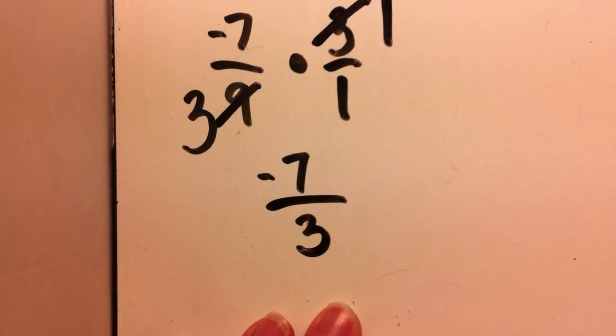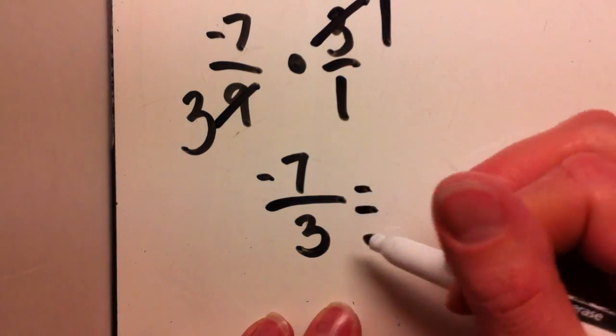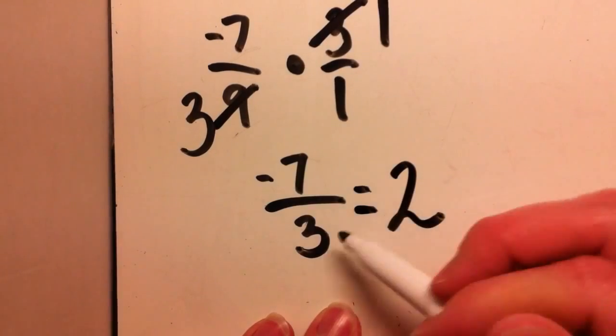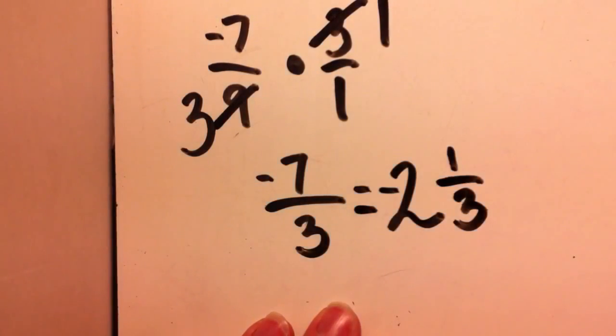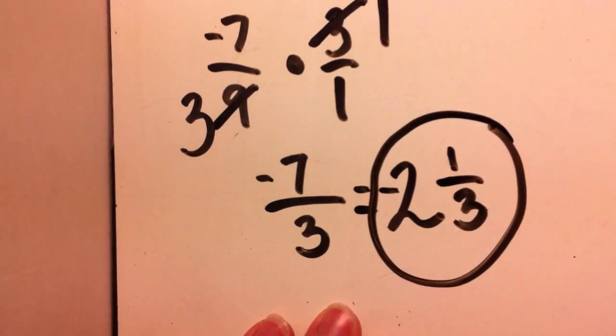Now I need to convert this into a mixed number. So 3 goes into 7 twice with 1 remainder, and because this is a negative fraction, it's going to be a negative mixed number, -2 1/3.